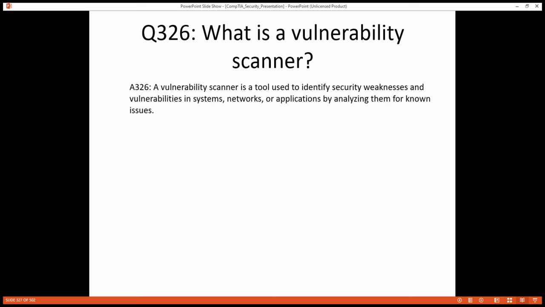Q326. What is a vulnerability scanner? A326. A vulnerability scanner is a tool used to identify security weaknesses and vulnerabilities in systems, networks, or applications by analyzing them for known issues.